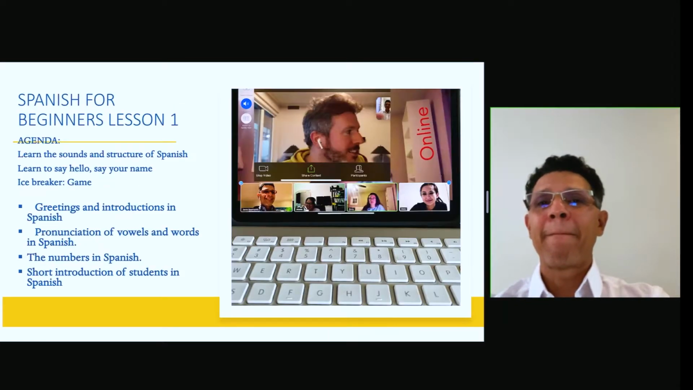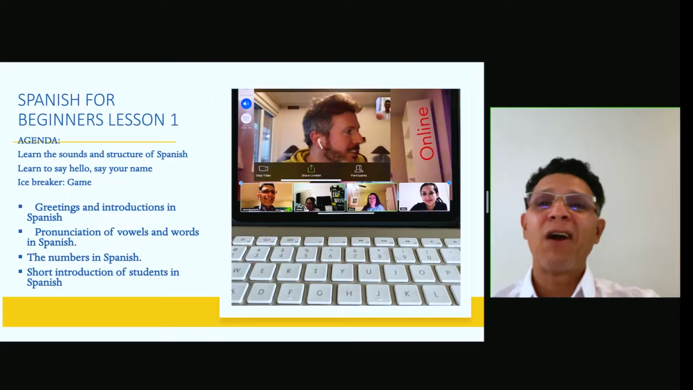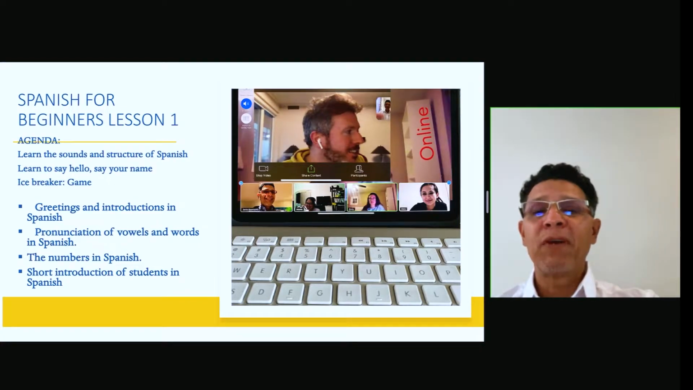The agenda for today in the class: we're going to learn the sounds and structure of Spanish. We're going to learn how to say hello, say your name, basically introducing yourself with good pronunciation. And on top, we're going to learn the numbers that are going to allow us to understand how to learn anything divided in small pieces.